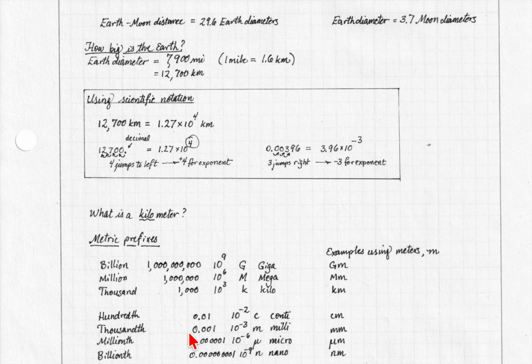A thousandth, okay, now we're back on more familiar territory. 0.001, so we'd have to move the decimal place over 1, 2, 3 places. 10 to the minus third gets us m. Lowercase m is milli for a thousandth.